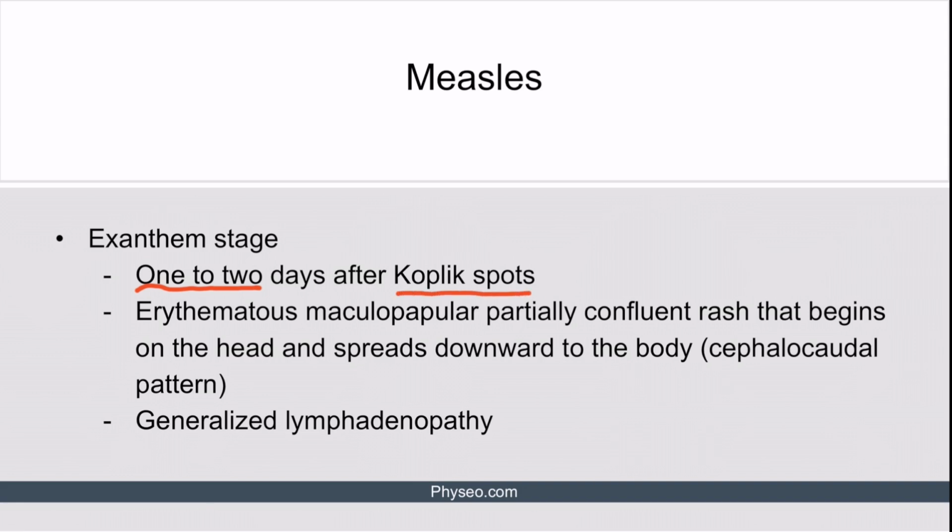1 to 2 days after the appearance of features of the catarrhal phase, such as Koplik spots, the exanthem will appear. The rash of measles is an erythematous maculopapular rash that is partially confluent. It begins on the head and then spreads down from the head to the rest of the body. This pattern of starting on the head and spreading down can also be described as a cephalocaudal pattern. In the exanthem stage, patients may also experience generalized lymphadenopathy.